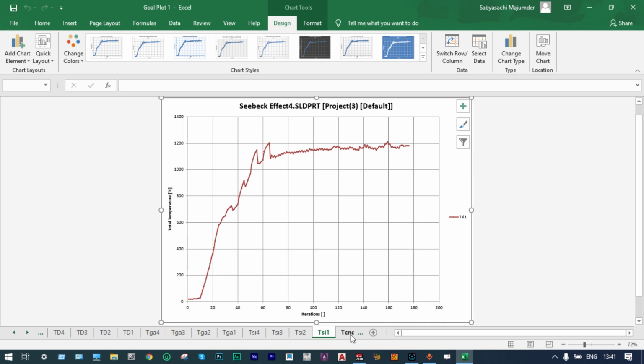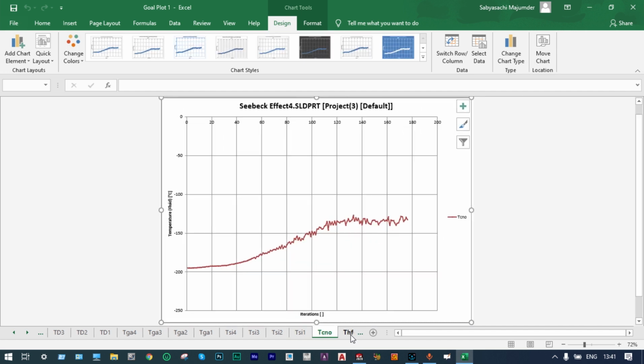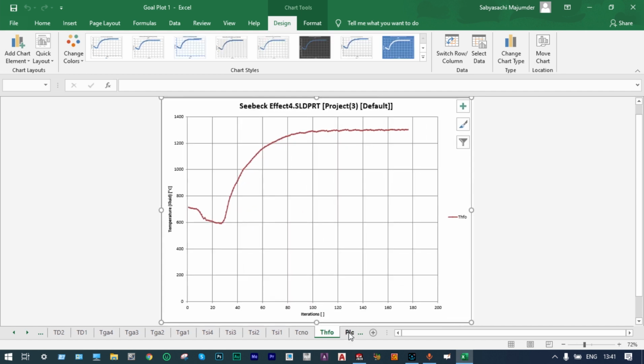And next one, we can see temperature at the cooled nitrogen outlet. It is in the range of minus 132 degrees centigrade, right? And finally, temperature at the hot flue gas outlet, it is actually in the range of 1302 degrees centigrade. Initially, its temperature was 750 degrees centigrade, and finally, after 180 iterations, we got the final temperature of hot flue gas as 1302 degrees centigrade.